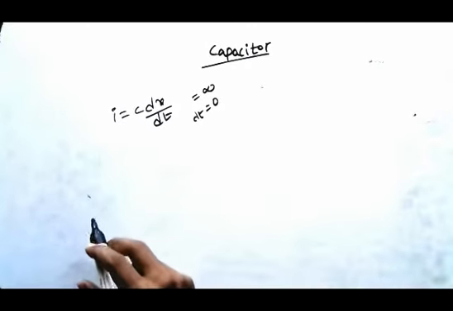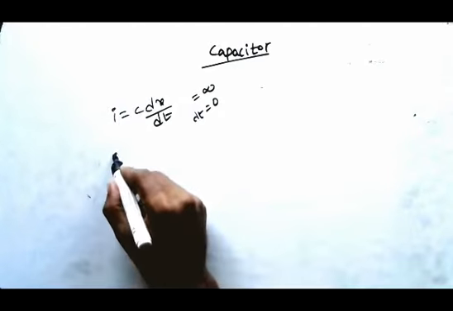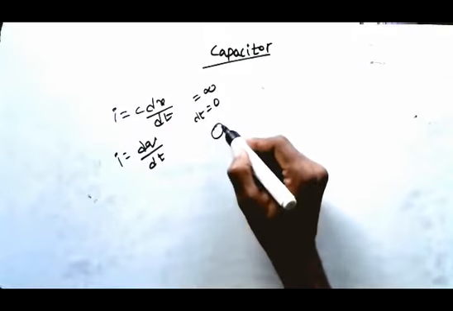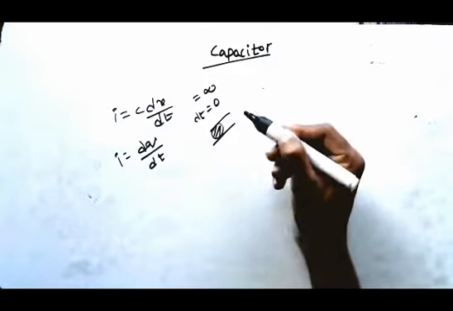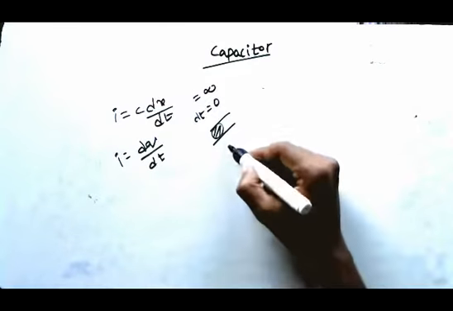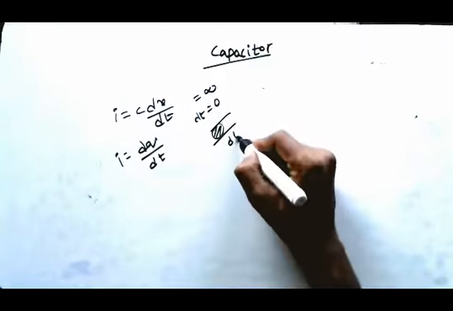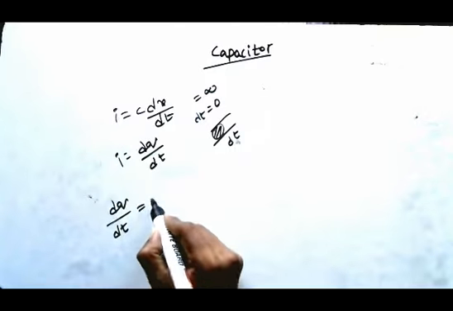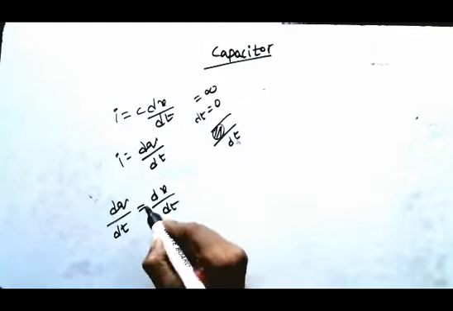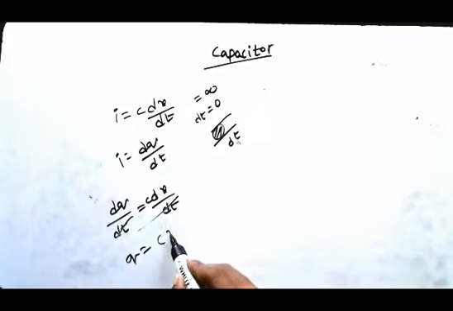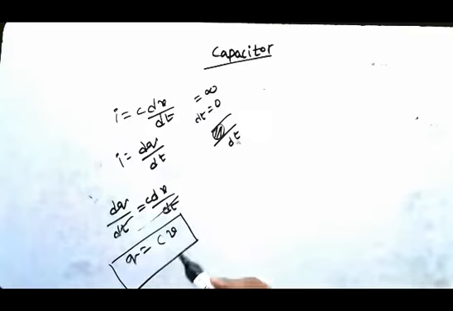So I is equal to C into dV by dt. We know that I is equal to dq by dt, the charge crossing an area in a time dt or unit time. So dq by dt is equal to C dV by dt. Uniformity is present, so if we assume that, then q is equal to C into V. This is the formula we have got.